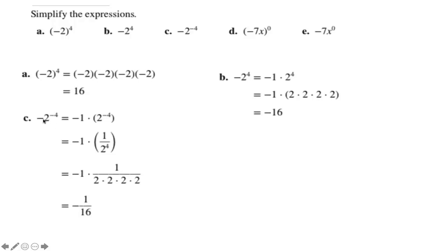And the same thing here, you take out the negative 1 because we have to do the exponent first. And notice that because of 2 to the negative 4, we can make this positive by flipping it. So the 2 to the 4 is now the denominator. And then we get negative 1 over 16.